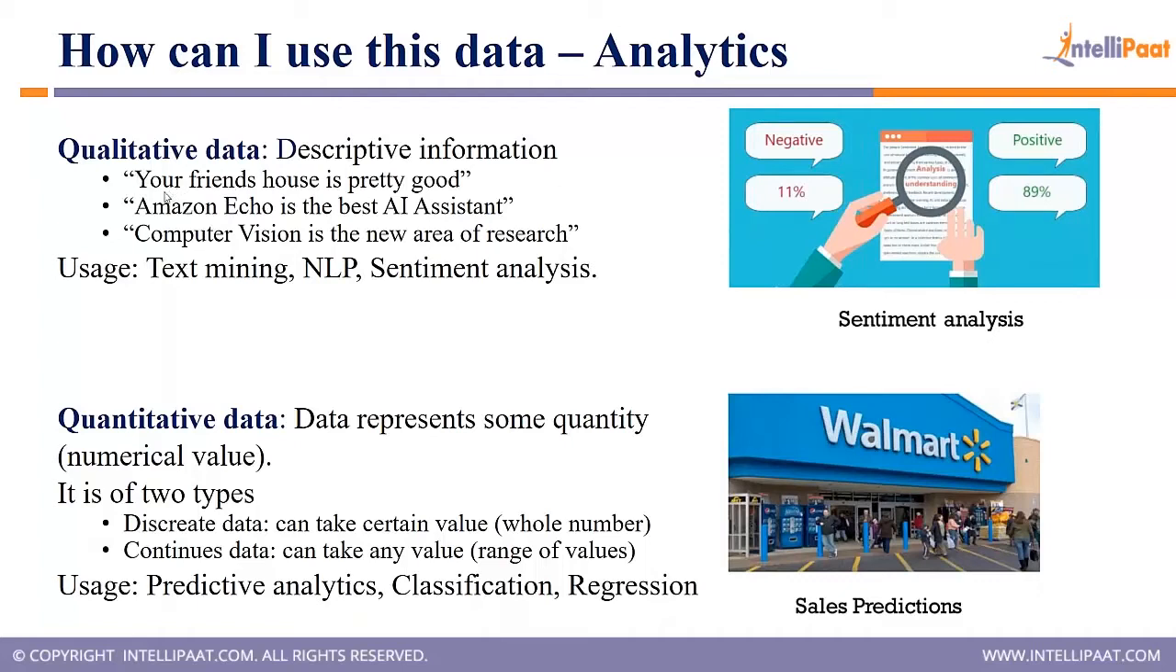Some examples have been listed here. Your friend's house is pretty good. These are the keywords which make it positive, right? So "pretty good", "good" is a keyword, or tag, which makes it a positive class. Amazon Echo is the best AI assistant, "best", right? Those are the positive polarity keywords. So these are the usages of text mining, NLP, or sentiment analysis which we can do on this sort of data.